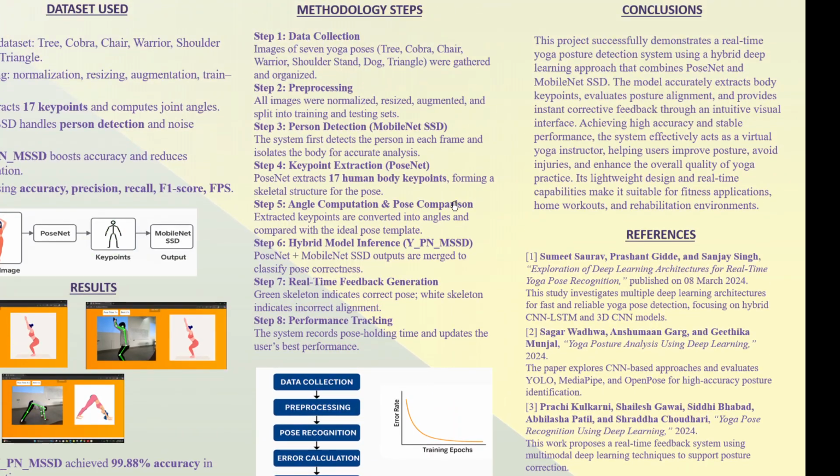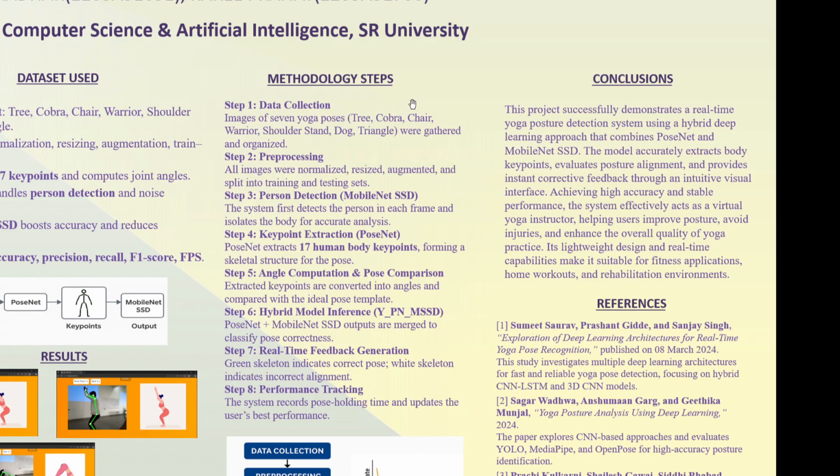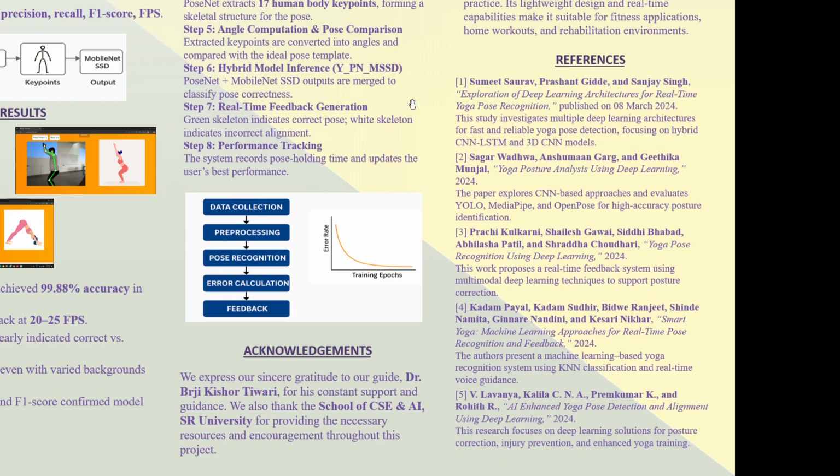Here we can see the methodology steps. Step 1 data collection, step 2 processing, step 3 person detection, step 4 key point extraction, step 5 angle computation and pose comparison, step 6 hybrid model inference, step 7 real-time feedback generation, step 8 performance tracking. Here we can see there are some references from others.